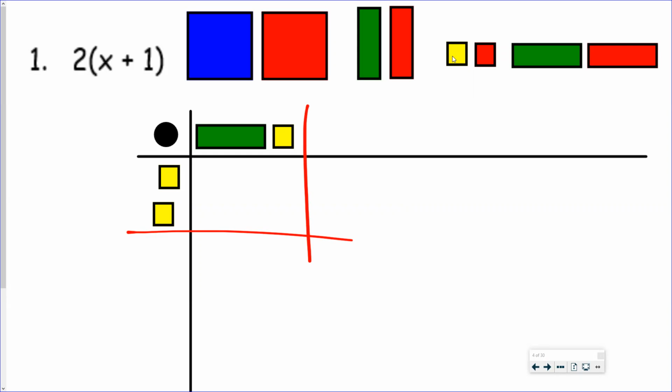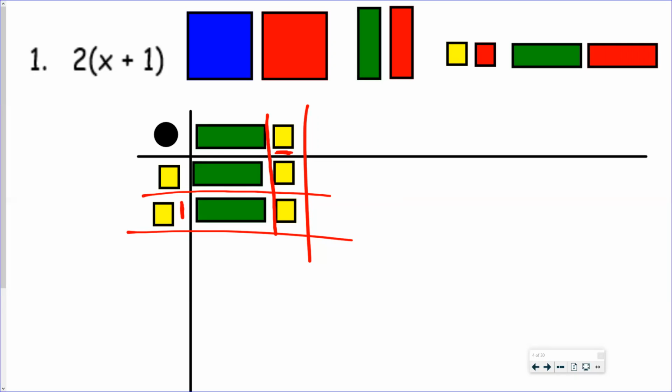So an x times a 1, that's going to give you a 1x. 1 times 1, that's going to give you a 1. x times 1, that's going to give you an x. 1 times 1, that's going to give you a 1. Notice that all the ones in this column here are all the same width as this one. And they are all the same width as this one.